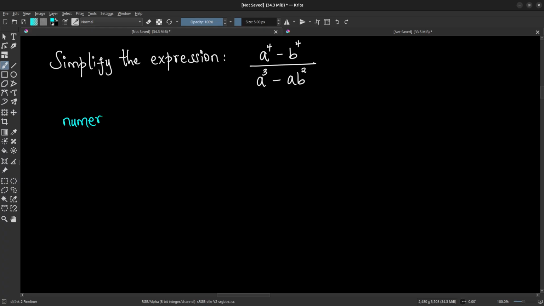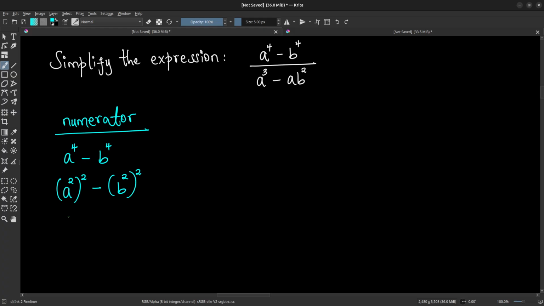So we have the numerator. We are given the numerator as a to power 4 minus b to power 4. So a to power 4 can be written as a squared, and then you raise that to power 2. Same with b to power 4. This is the same as b squared, and that is raised to power 2. So you notice that this is a difference of two squares.